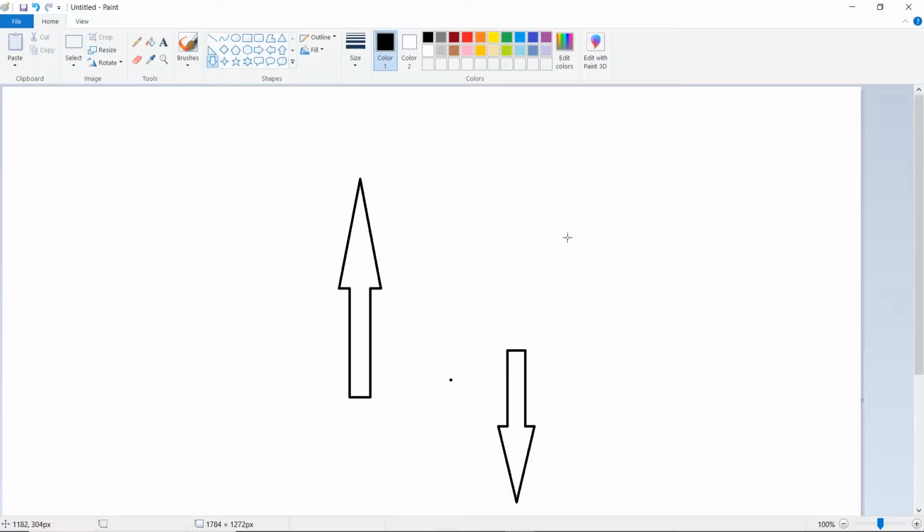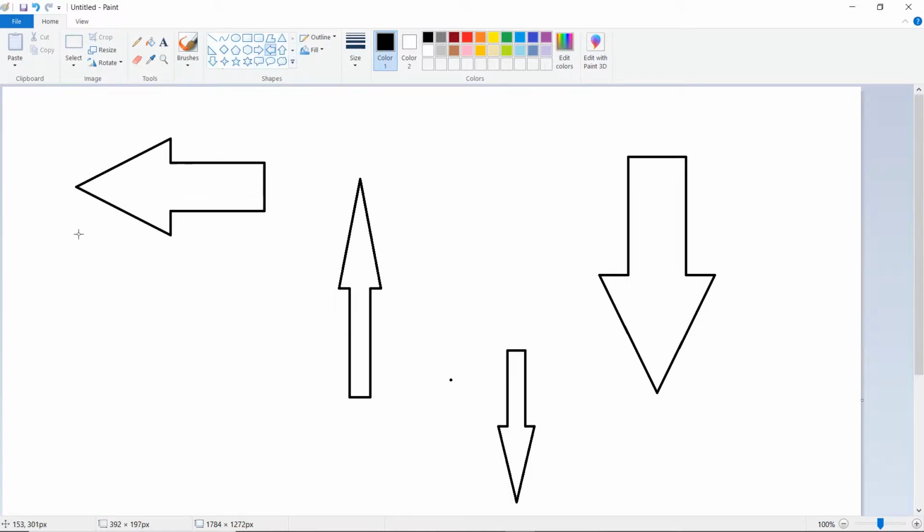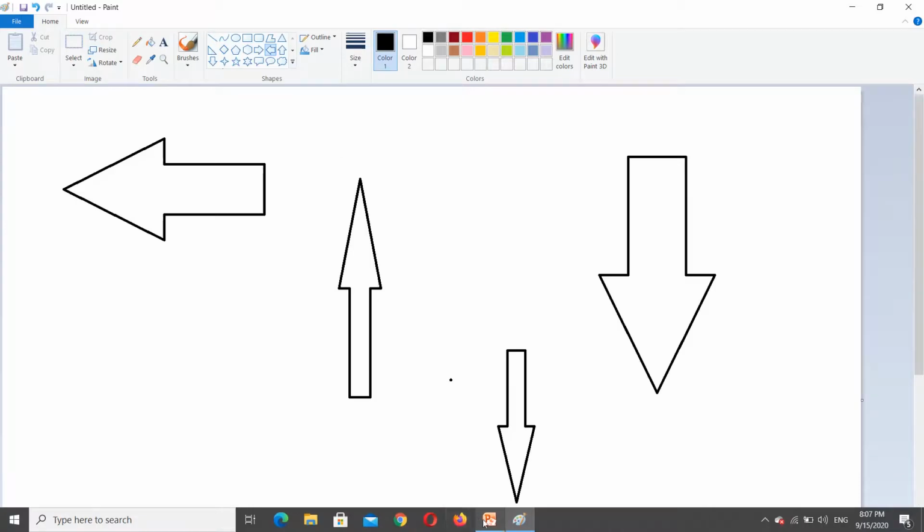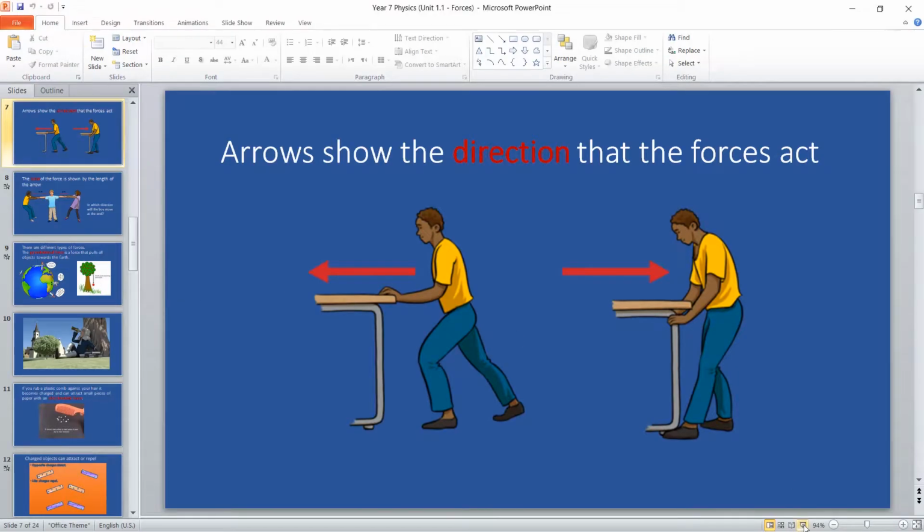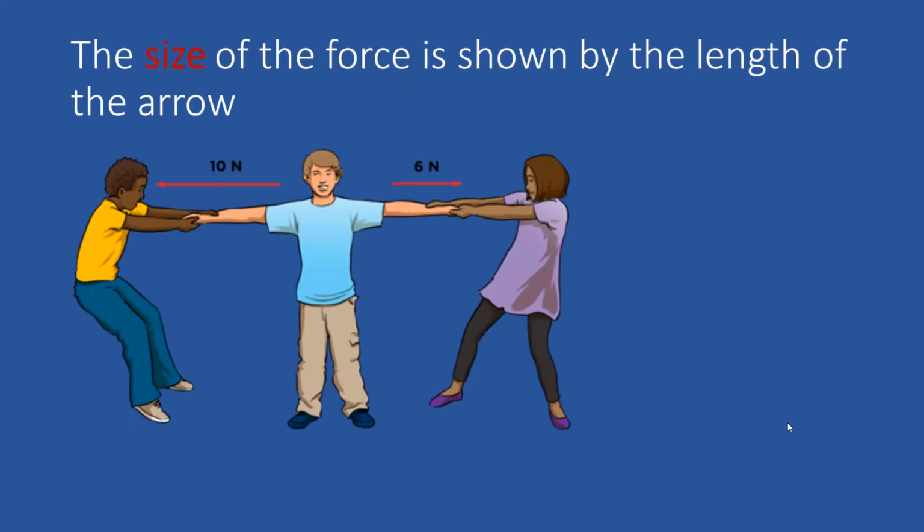If I draw an arrow like that and I ask you about the direction of the force, what are you going to answer? You will tell me that the direction of the force is downward. If I draw a force like that and I ask you what is the direction of this force, you will tell me the direction of this force is to the left. So let's continue our video.